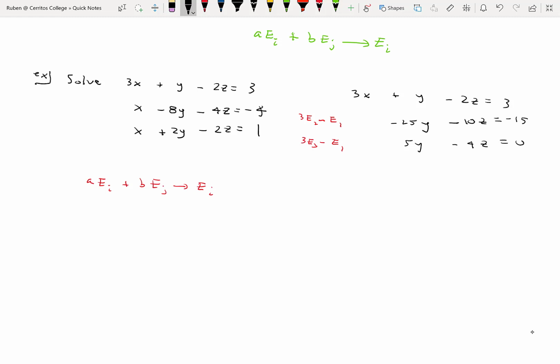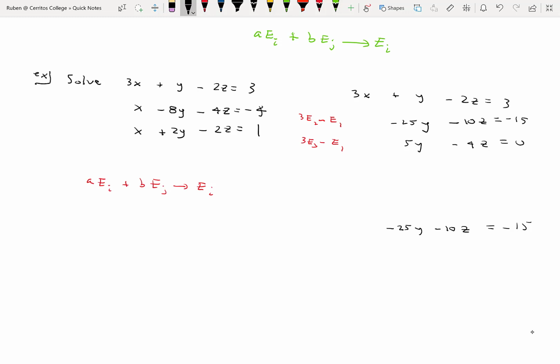The next part of the procedure is to do the same thing with the second equation in the system we have on the right. That is, get the negative 25y to stay there and get rid of the y's above and below it. So I'm going to leave the second equation alone in the system on the right. I'm going to leave it as negative 25y, minus 10z equals negative 15. Then I'm going to use that third operation to eliminate the y in the first equation and third equation.